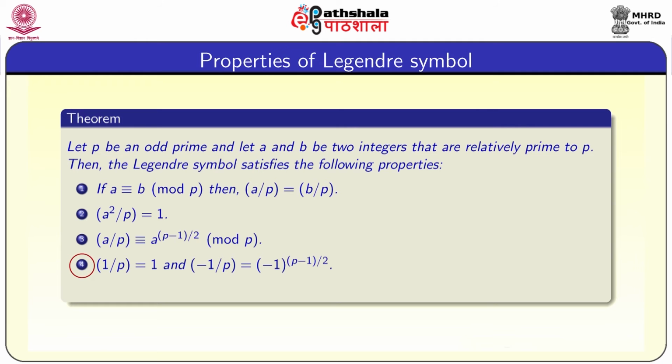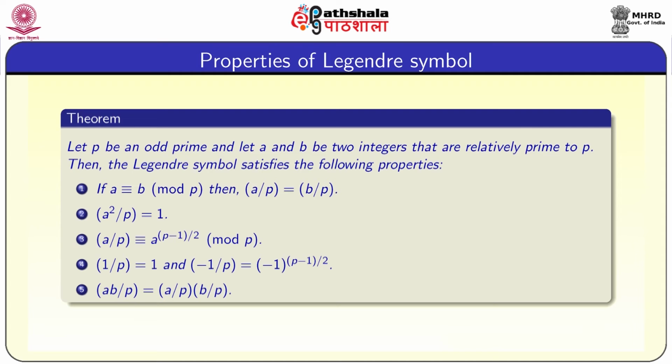Another result is (1/p). So 1 is always a quadratic residue modulo p for every prime, and (-1/p) is equal to (-1)^((p-1)/2). Now we are going to prove these results one by one. Another result is (ab/p) is equal to (a/p) times (b/p).